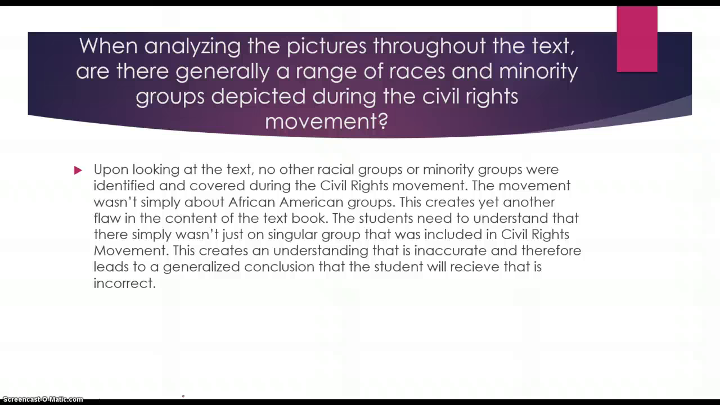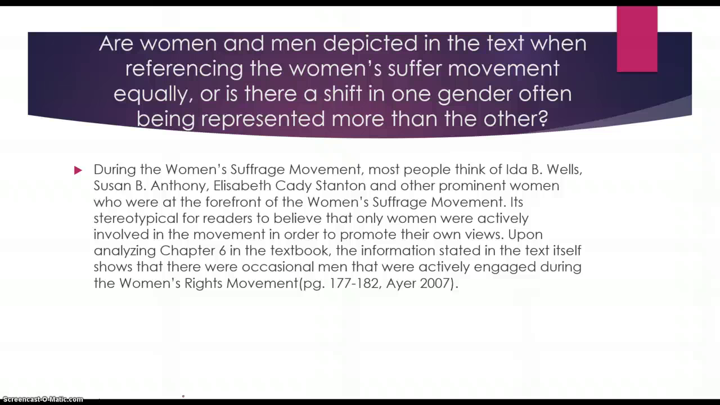The next diversity question that I wanted to address was, are women and men depicted in the text equally when referencing the women's suffrage movement, or is there a shift in one gender often being represented more than another? During the women's suffrage movement, most people think of Ida B. Wells, Susan B. Anthony, Elizabeth Cady Stanton, and other prominent women who were at the forefront of the movement. It's stereotypical for readers to believe that only women were actively involved in the movement in order to promote their own views. Upon analyzing Chapter 6 in the textbook, the information stated in the text itself shows that there were occasional men that were actively engaged during the women's rights movement.